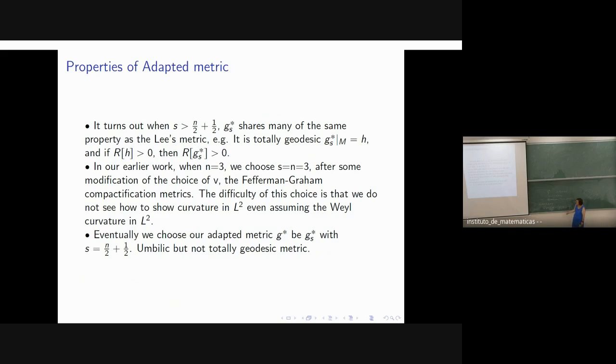So it looks like if we are going to deal with any metric, we should choose such one, because in this range, being totally geodesic, we don't need to handle the boundary term. But the difficulty for us is that, in this formula, we do not see how to show the integral of the scalar curvature and Ric squared is finite. So the difficulty is why the integral of R_g and Ric_g squared is finite.